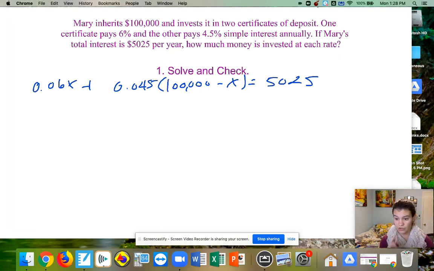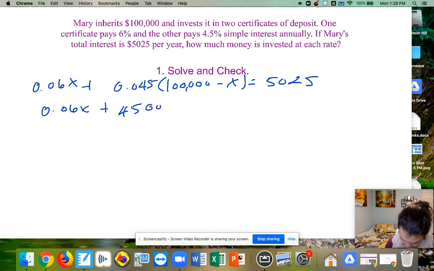As a note, if you had switched your variables, if x was the percent in the 4.5, you would just switch these two things, and then it would work out very similarly. So if we solve this, we have 0.06x plus, multiply that in, you get 4,500 minus 0.045x equals your 5,025.